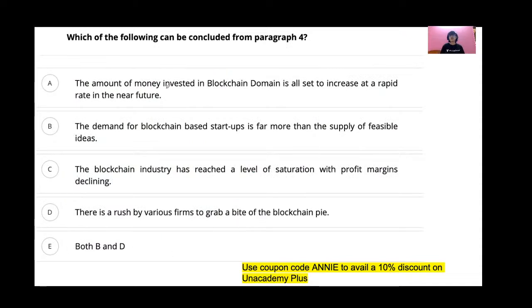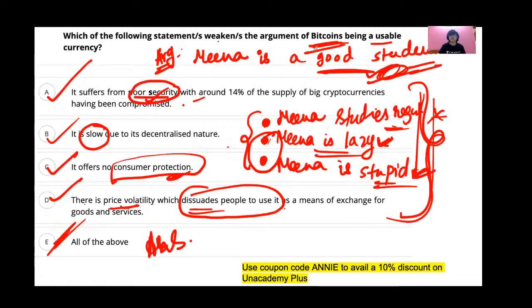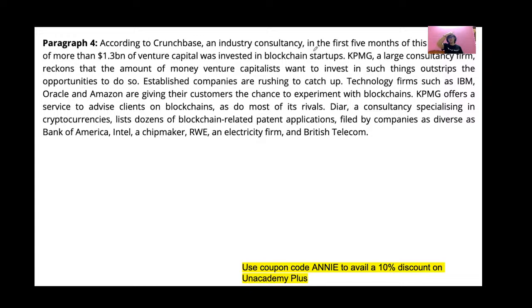Next question. Which of the following can be concluded from paragraph 4? Now we will go to paragraph 4. Let's see. According to Crunchbase and Industry Consultancy, in the first 5 months of this year, a total of more than 1.3 billion of venture capital was invested in blockchain startups. So this huge amount was invested in blockchain startups.